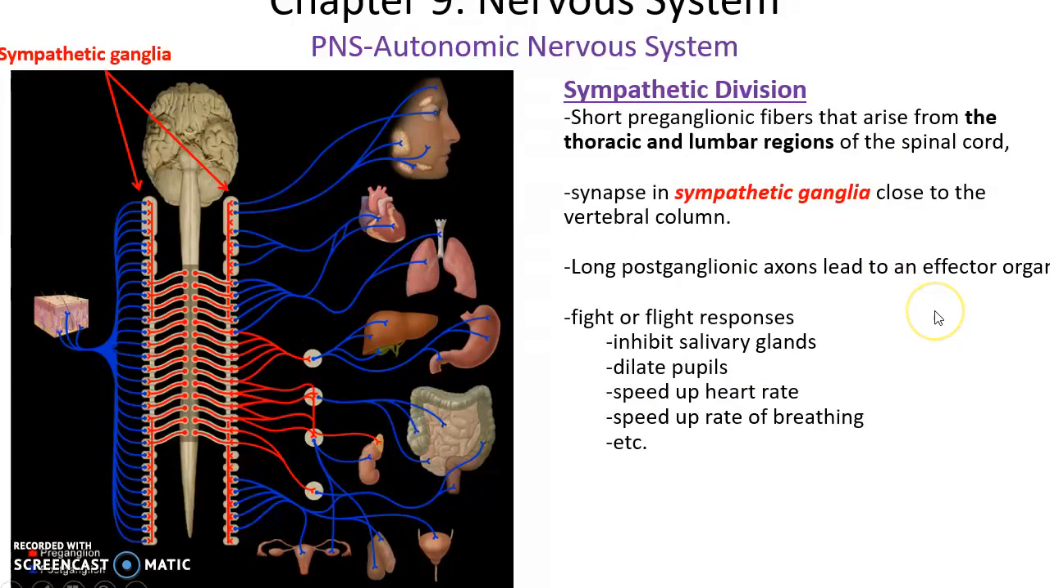Sympathetic division also has what's called the sympathetic trunk ganglia, this long structure on either side of the vertebral column, where there are lots and lots of ganglia, and so the preganglionic axons will arrive into these structures and either synapse there to the postganglionic neurons or pass through this and end up synapsing in these other ganglia that then lead to the final effectors. These lead to the fight or flight responses that inhibit salivation, dilate the pupils so more light can come in, speed up the heart rate, increase the rate of breathing, inhibit digestive functions.